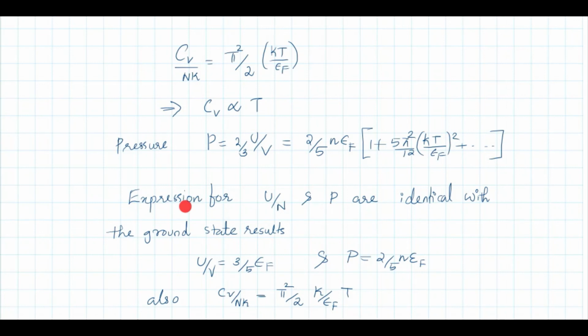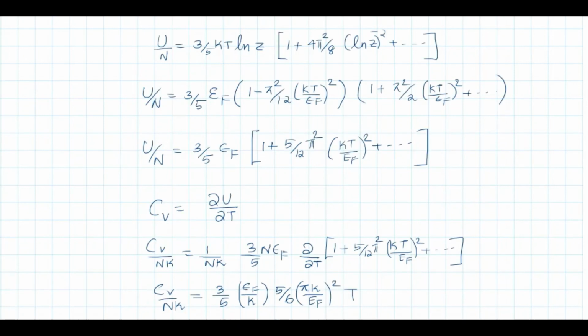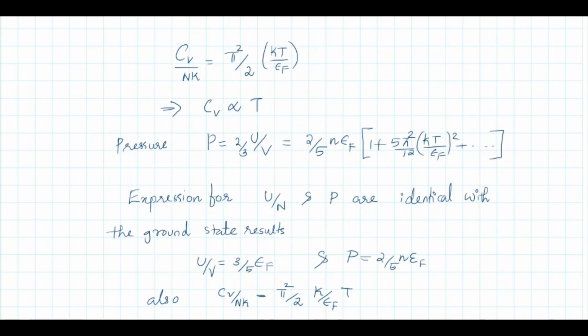Now, expressions for U by N and P are identical with the ground state result when T is equal to 0. See the equation for U by N when T equal to 0, that will be simply 3 by 5 EF. This is the same result we obtained in case 3. And pressure, if you put T equal to 0, you will get 2 by 5 N EF, exactly the same result we obtained in case 3. Also CV by Nk is pi square by 2 into k by EF into T, that is proportional to T. And in the limit T equal to 0, CV becomes 0.